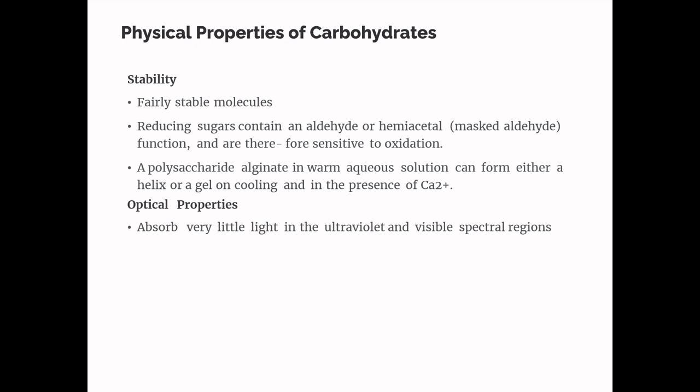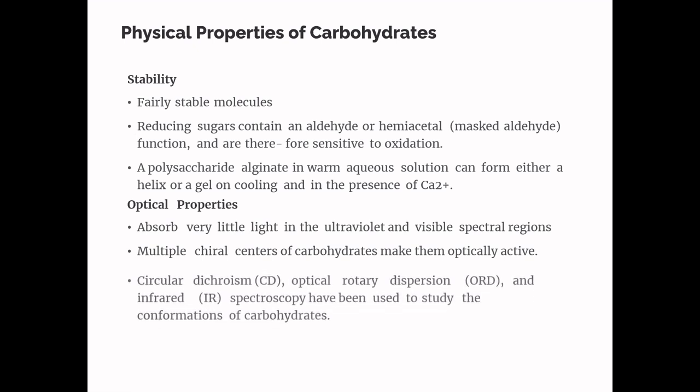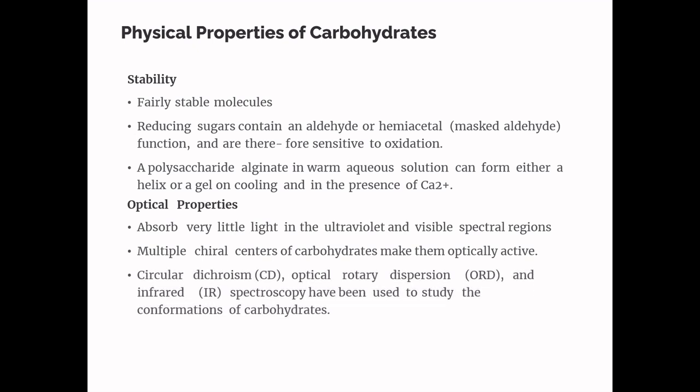Coming to the optical properties of carbohydrates, they absorb very little light in the ultraviolet and visible spectral regions. They have multiple chiral centers, which makes them optically active. Circular dichroism, optical rotatory dispersion, and infrared spectroscopy have been used to study the conformations of carbohydrates.